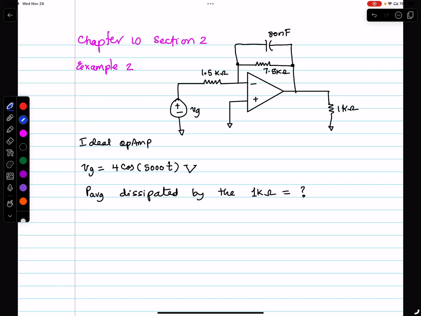Let's do another example problem. Chapter 10, Section 2, example problem. We are given an op amp, and the input voltage is given. We are supposed to calculate the power dissipated in the 1 kilo ohm output resistance.